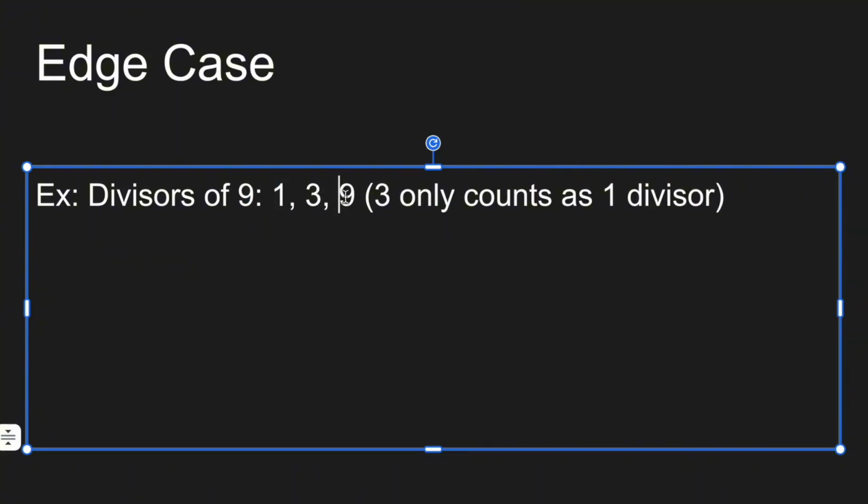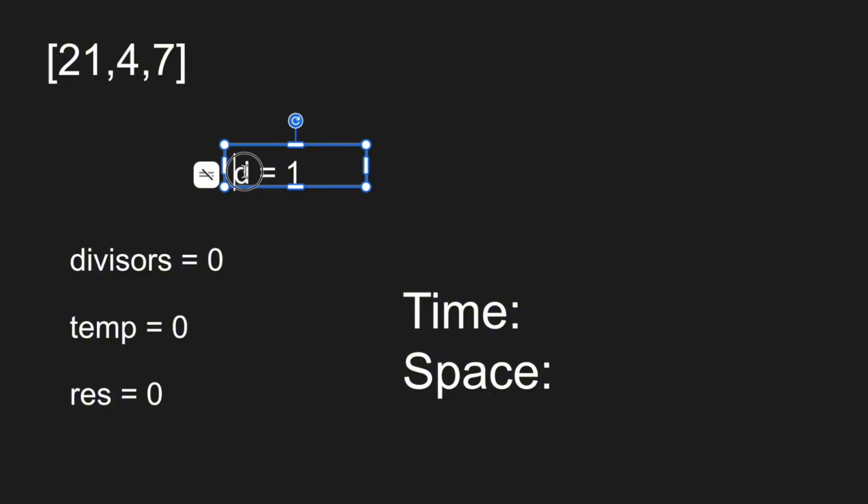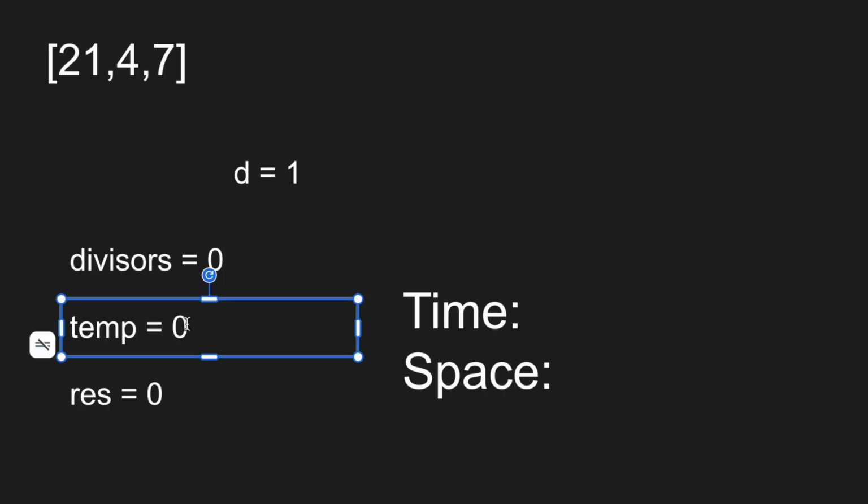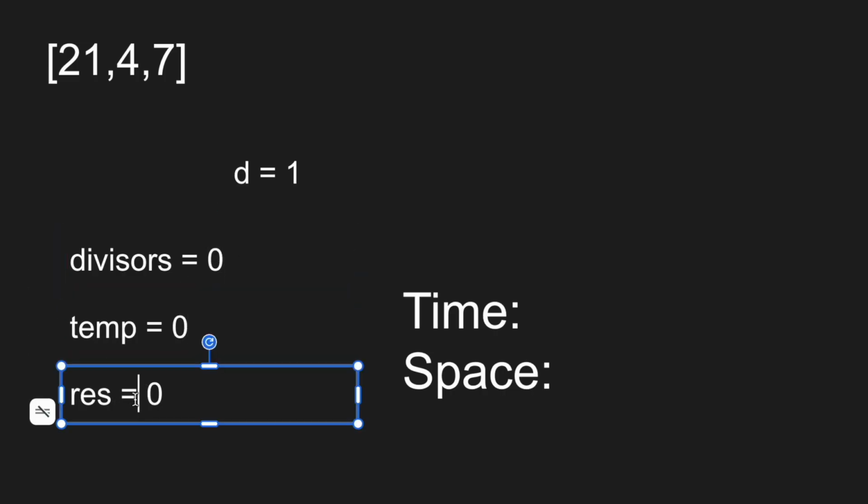1 times 9 is 9. 3 times 3 is 9, but 3 will only count as 1 divisor rather than 2 divisors. So when we take the sum, we only add 3 once and not twice. So this D right here would be each divisor that we will try within the numbers, and divisors will keep track of the number of divisors. Temp will keep track of the sum, and if divisors turn out to be 4, we can add that to result. So let's go over this example real quick.